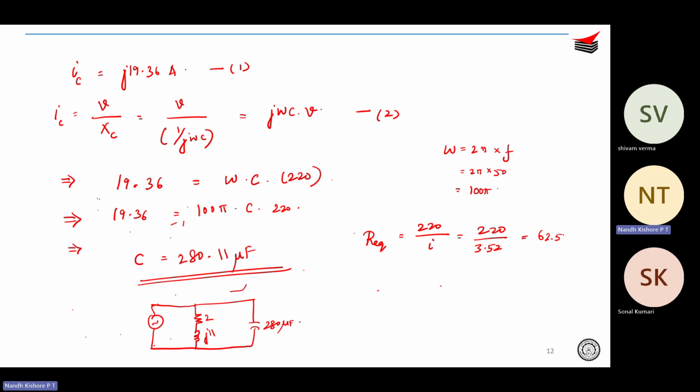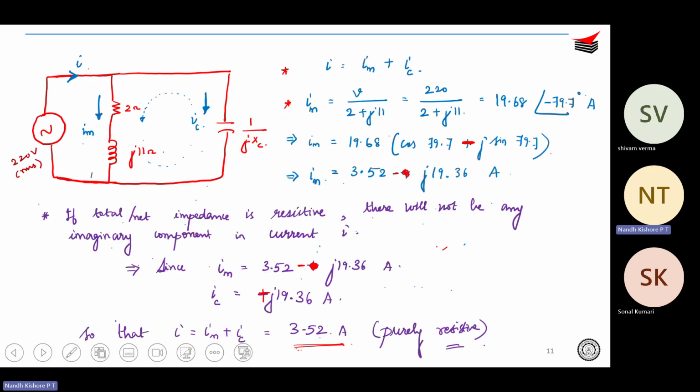62.5 ohms. You see the equivalent resistance that the circuit sees is totally different. It is not 2 ohms. Okay, now the equivalent resistance is 62.5 ohms because we have added this capacitance, right? You have to now consider the overall network and then calculate. So the R equivalent is 220 volts divided by the real part of the current, because now the total current is purely resistive. That is only 3.52 ampere, no reactive part is there. Minus j19.36 and plus j19.36 have got cancelled out.